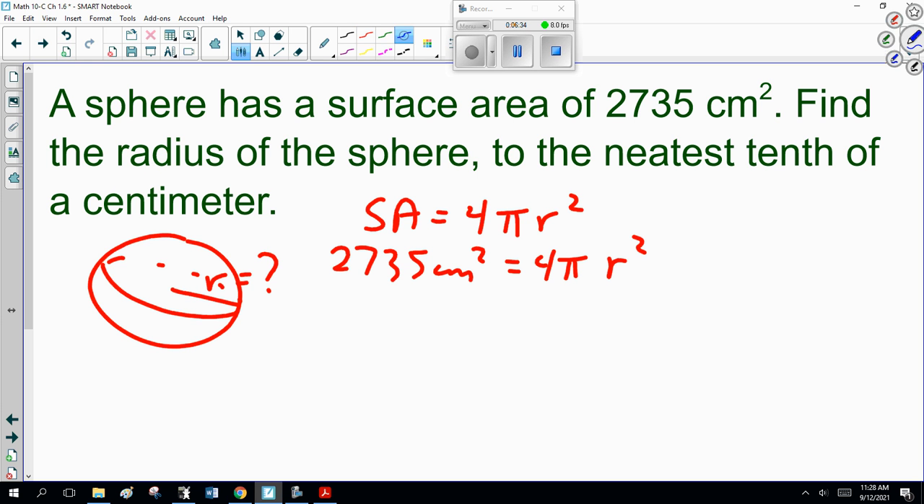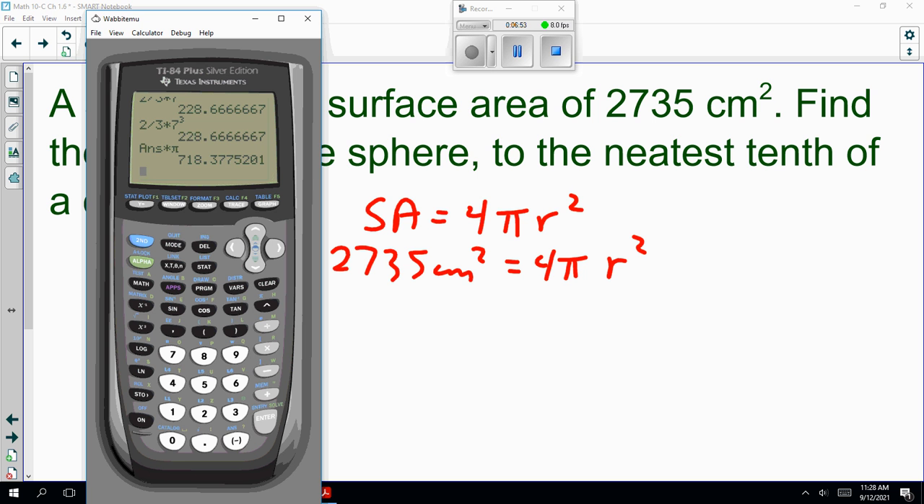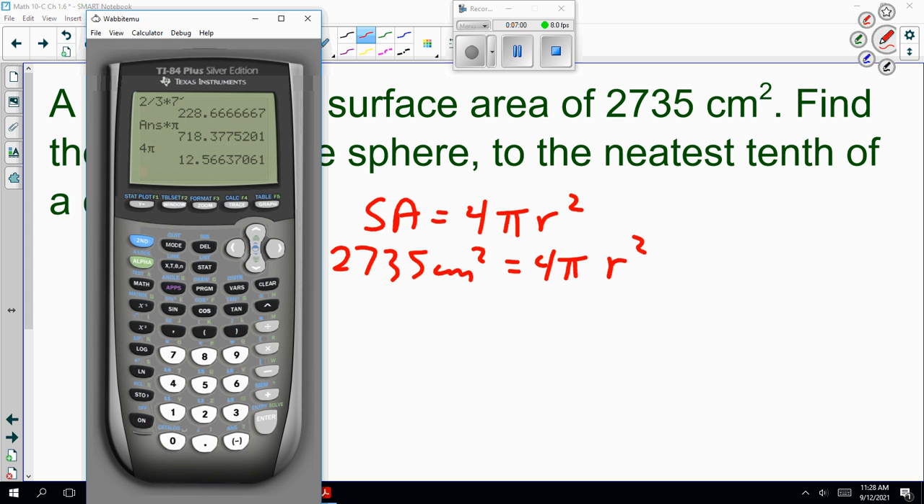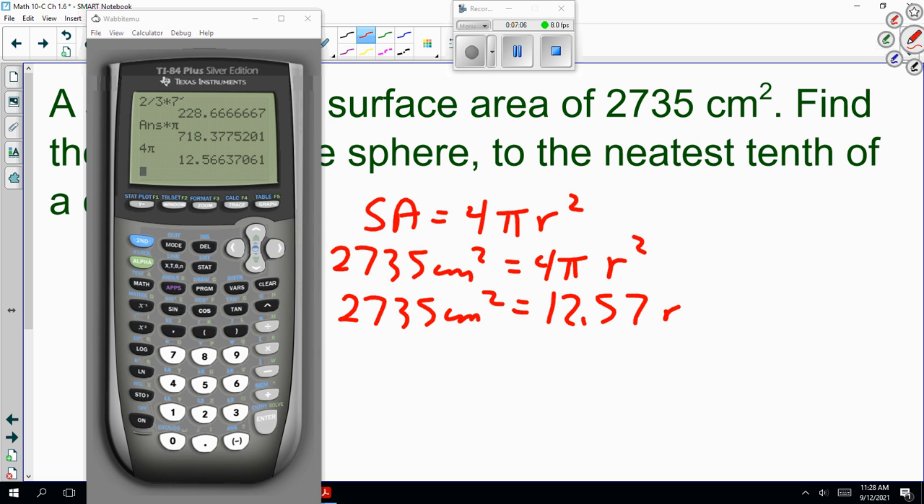So, how do we get rid of 4 times pi? We divide both sides by 4π. Now, depending on your mood, you really should multiply 4π out first. Actually, I will do it that way, because I've been fairly consistently doing that. So, 4π is 12.57. So 2735 centimeters squared equals 12.57r². No units there, just r squared. So how do I get rid of the 12.57? Divide both sides by 12.57.